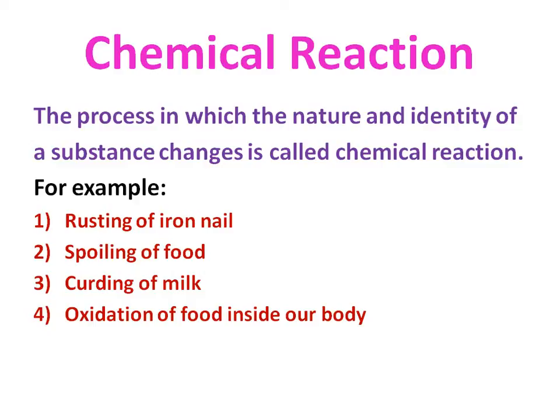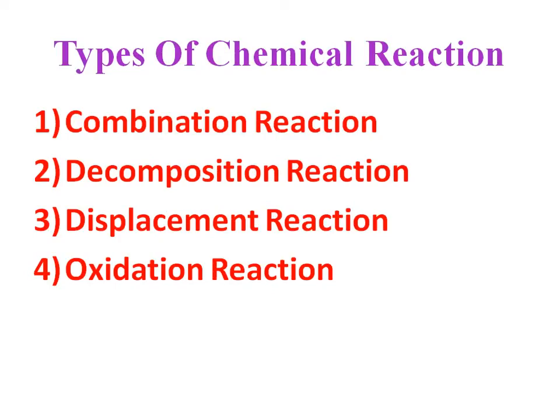So now let's talk about the types of chemical reaction. There are 4 types of chemical reaction. First is combination reaction. Second is decomposition reaction. Third is displacement reaction. And fourth is oxidation reaction. We will deal with each reaction type in detail.